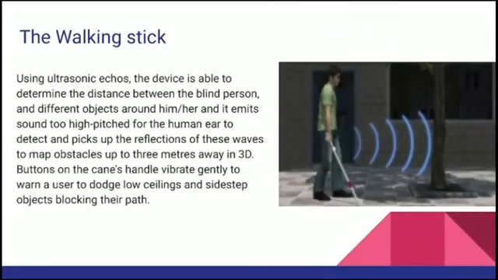Using ultrasonic echoes, the device is able to determine the distance between the blind person and different objects around them. It emits sound too high-pitched for the human ear to detect and picks up the reflections of these waves to map obstacles up to 3 meters away in 3D. Buttons on the cane's handle vibrate gently to warn a user to dodge low ceilings and sidestep objects blocking their path.